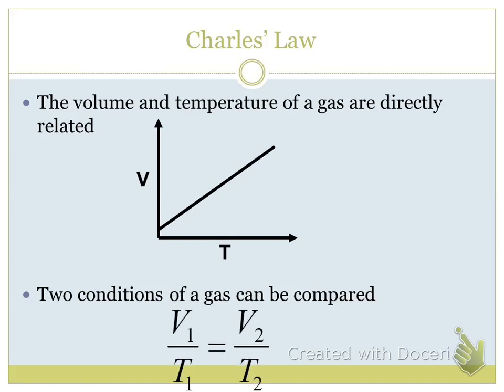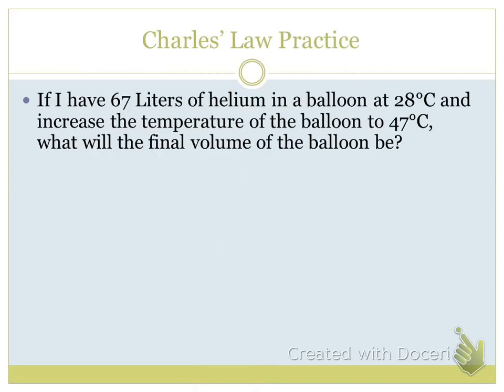All right, so here's our equation for Charles' law. V1 over T1 equals V2 over T2. The 1 and the 2, again, just stand for initial and final. So our initial volume here, V1, is 67. T1, do we want them in Celsius or Kelvin? Kelvin. We want them in Kelvin.